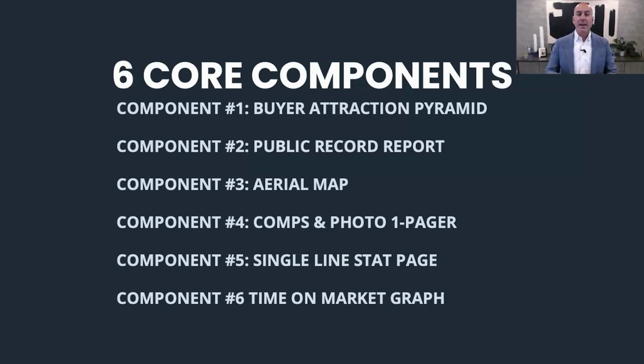The second, you're going to have your public record report. The third, an aerial map. And the aerial map is just going to show them, hey, here's where your comps are. Here's where apples to apples, right? This is where you are. This is where the other comps are. It's easy. We're going to have comps in a photo 1-pager.